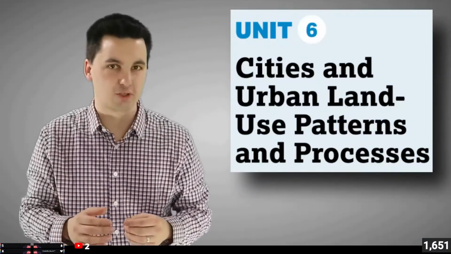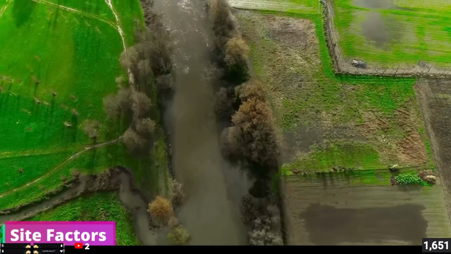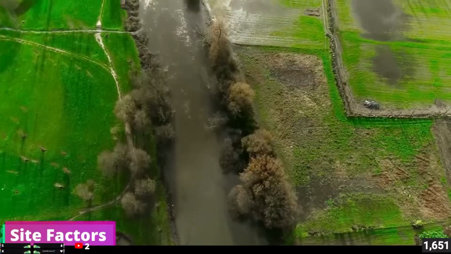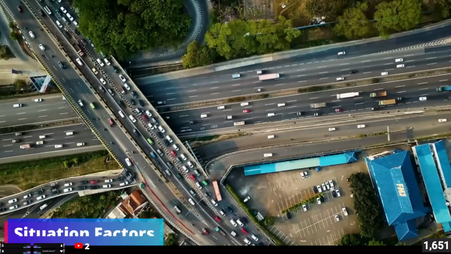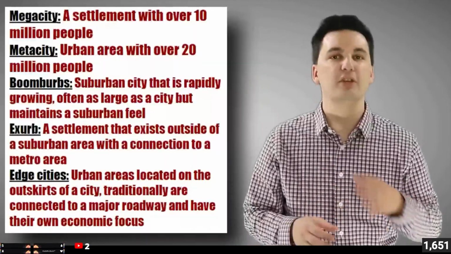Now, Unit 6 starts out with site and situation factors. Remember, when we're talking about site factors, we're looking at unique things about a specific place, such as the climate, natural resources, or the absolute location, while situation factors deal with more connections between different places, things like rivers, roads, airports, or ports. Over time, as communication and technology have advanced, we've seen more and more connections made between different settlements around the world.